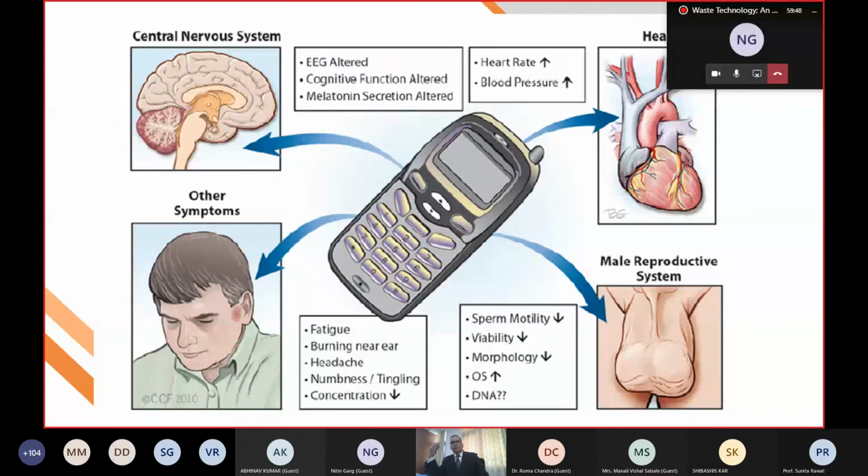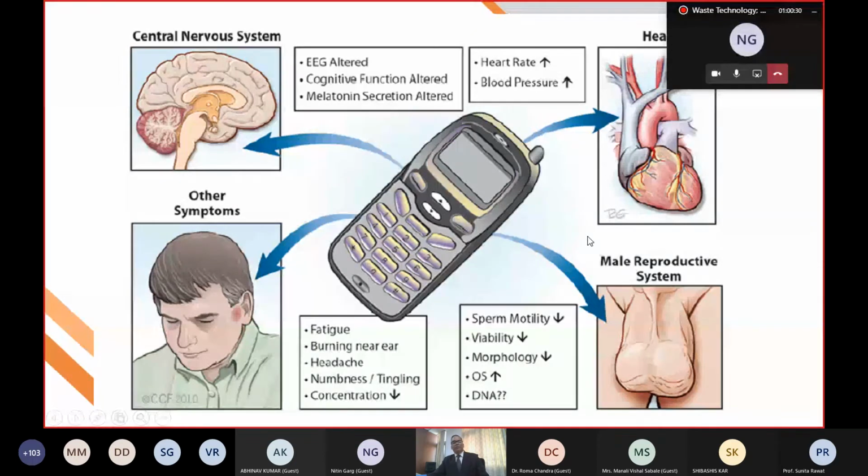So if you see the CNS, because of the mobile, EEG is altered. If your EEG is altered, behavior and cognitive function will definitely be altered. Melatonin secretion is altered. Heart rate and ECG are also disturbed. If the ECG is disturbed, blood pressure would be disturbed. You will feel fatigue, burning near the ear, headache, numbness, tingling, and less concentration.